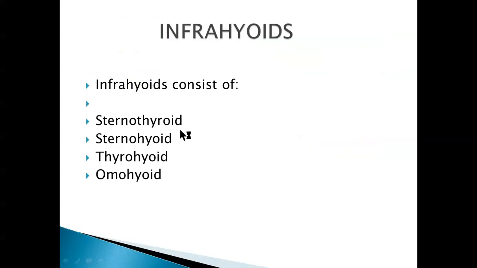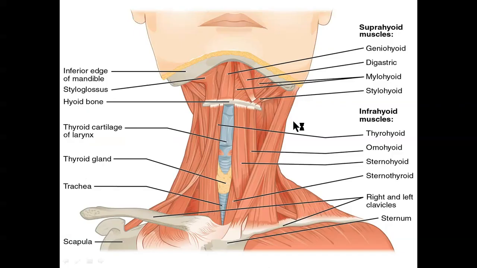Infrahyoid consists of sternothyroid, sternohyoid, thyrohyoid, and omohyoid. Other than thyrohyoid, all the rest three are supplied by your ansa cervicalis. Again, infrahyoid muscles, four of them, all right? Other than thyrohyoid, the rest are supplied by your ansa cervicalis.